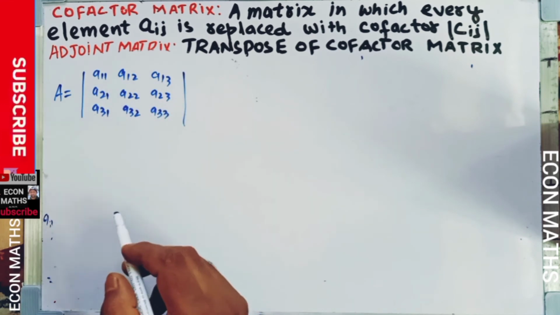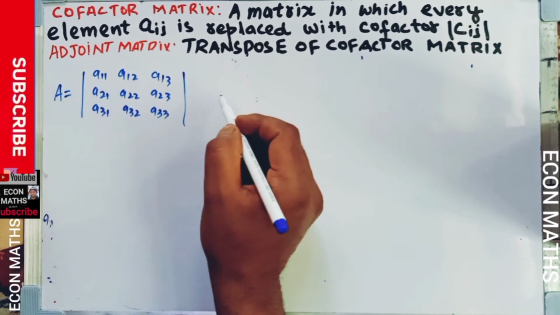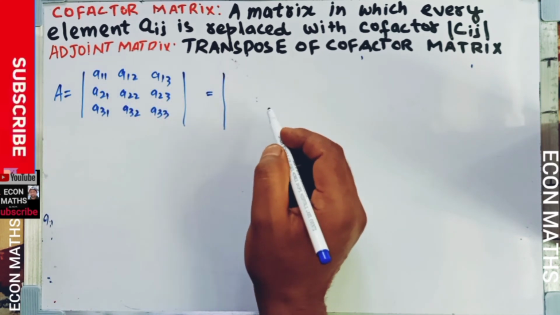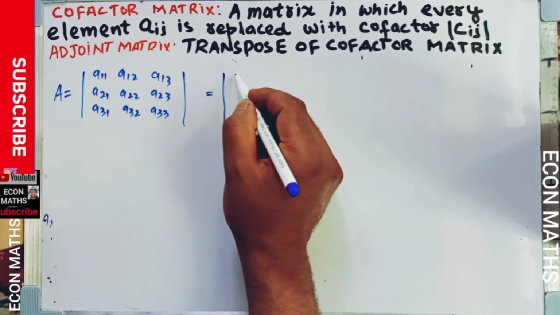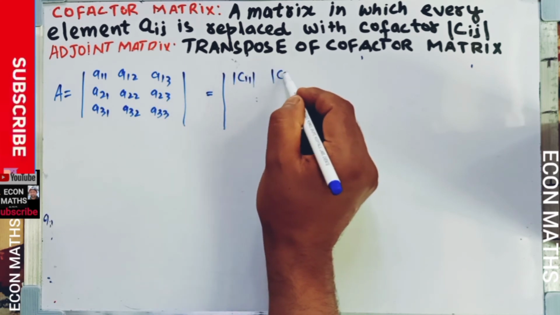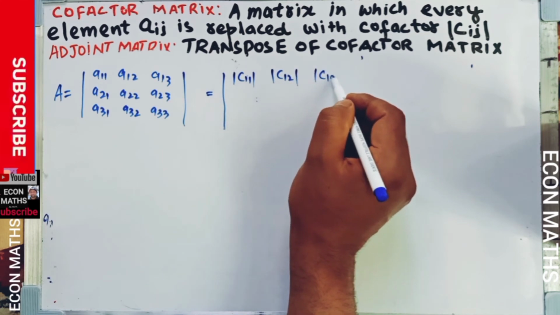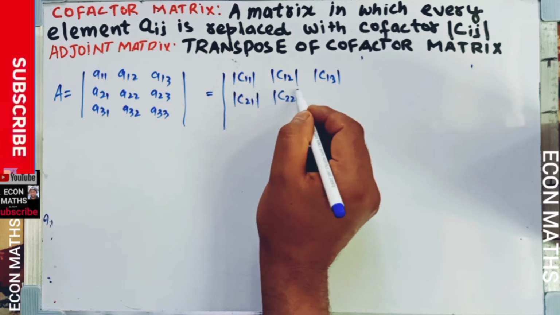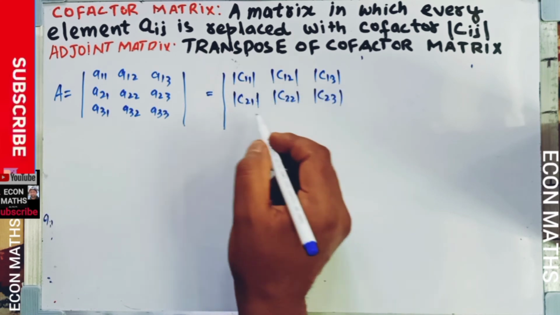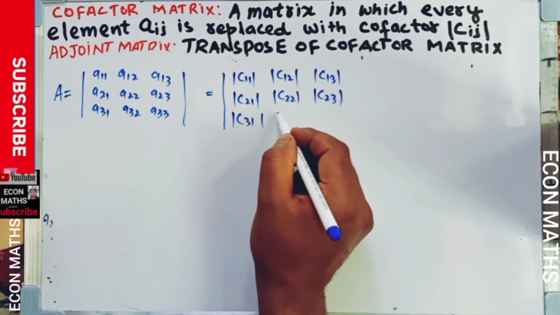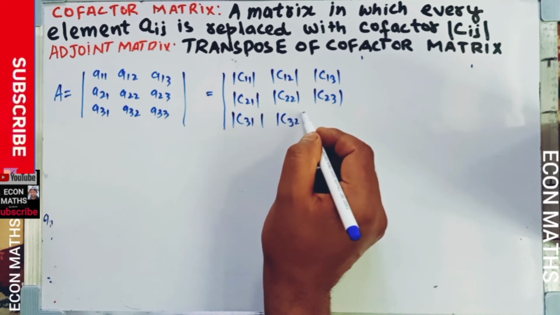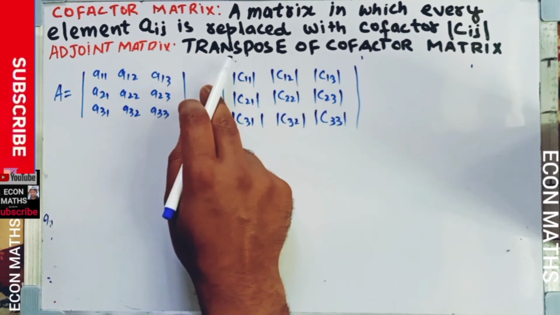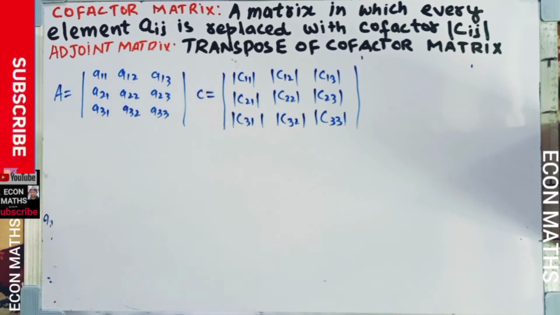Now if A is the general matrix, the cofactor matrix is given by C11, C12, C13, C21, C22, C23, similarly C31, C32, and C33. Now this is the cofactor matrix.